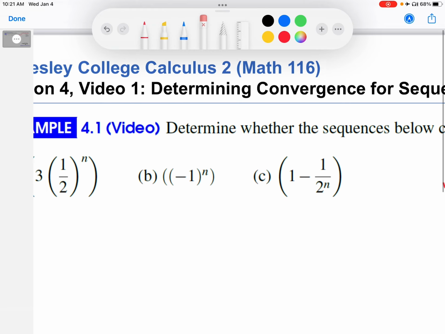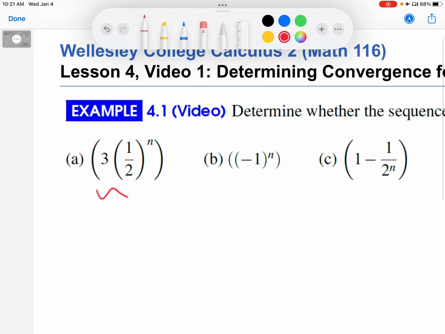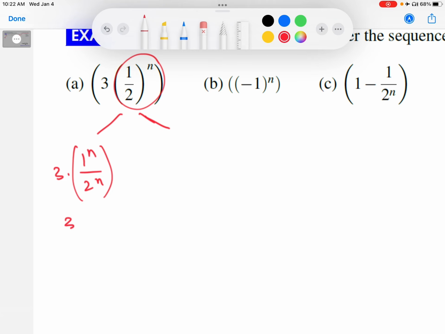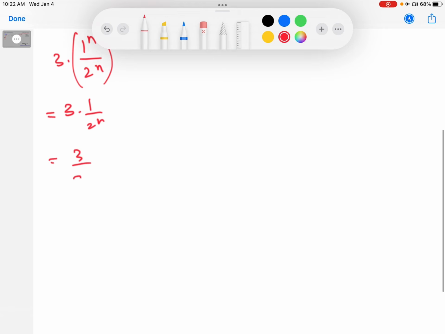So let's talk about the first example here. We're going to determine whether the sequences converge or diverge. Kind of like what we did in the lesson 3 video, we're looking for patterns. We're looking to unpack the sequence for information that is hidden in its representation. You could take a few different routes here. You could say, I'm going to simplify this a little bit. This is 1 to the n over 2 to the n, all of that times 3. And then 1 to the n is always 1, so it's really 3 times 1 over 2 to the n. So this is really 3 over 2 to the n.